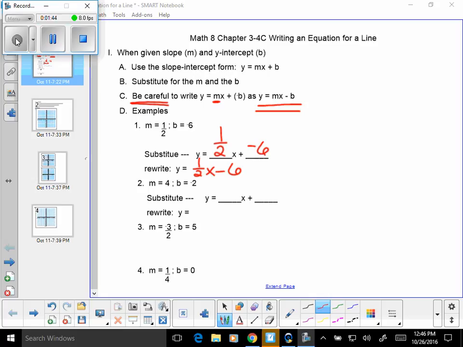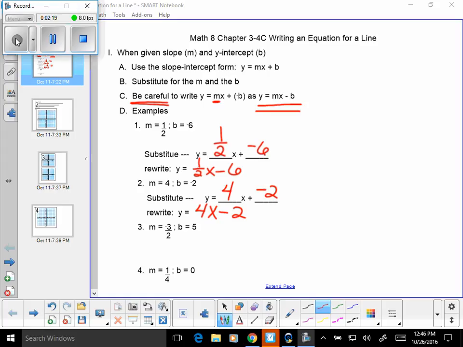Let's look at example 2. Our slope, our m, is 4, and our b is -2. So you hit pause. Try it, and then I'll show you how to do it. Okay, we know that m is 4, so we just simply put it in front of the x. And we know that b is -2, but this is that plus negative we need to rewrite. So we're going to rewrite it as y equals 4x minus 2.